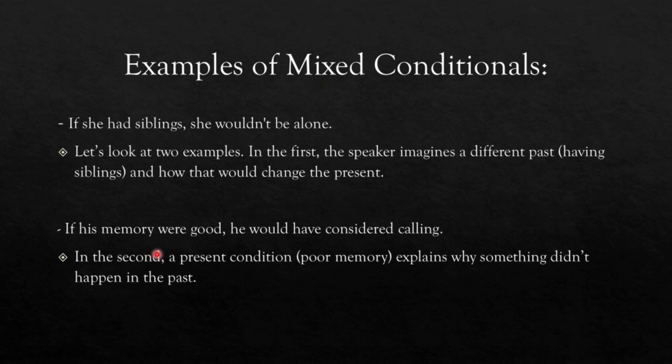And for example two: if his memory were good, he would have considered calling. In the second, a present condition, poor memory, explains why something didn't happen in the past. Here, he would have considered calling.